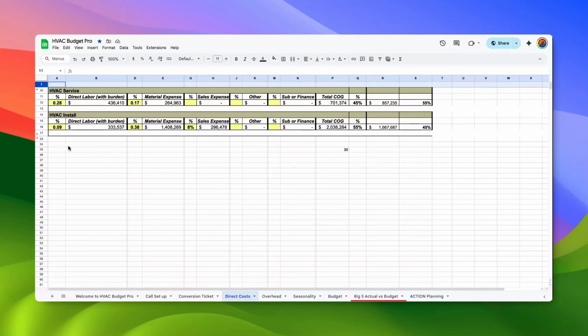All right, let's dive into direct costs. This is where we capture those expenses, right? It's crucial to know our direct costs so we can figure out our gross profit. Then, we'll look at overhead, seasonality, budget, and net profit.